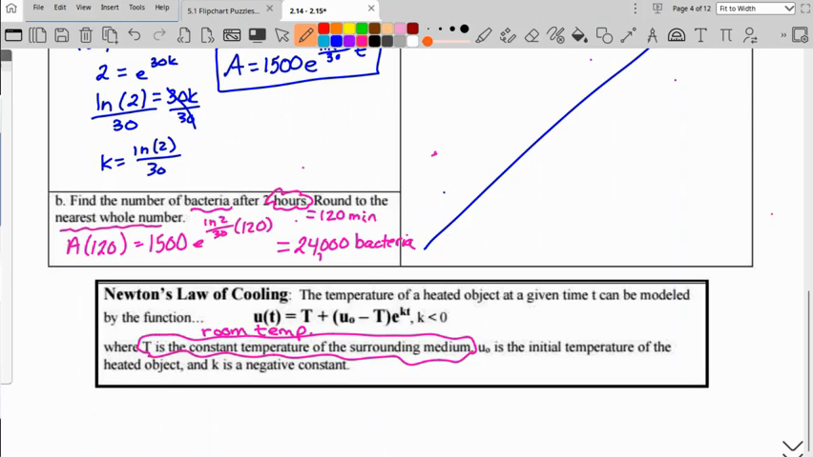U sub 0 is the initial temperature of the object, and k is a negative constant, kind of like our growth factor. That e to the kt should look familiar, right? That's the continuous cooling. Anything that's continuously changing is going to have the e in the formula for it.